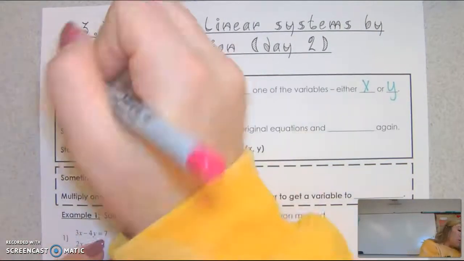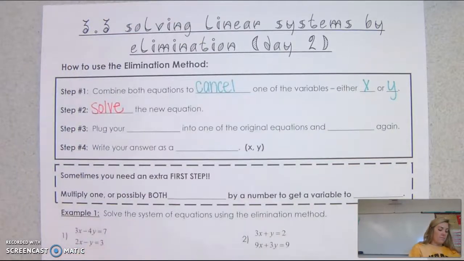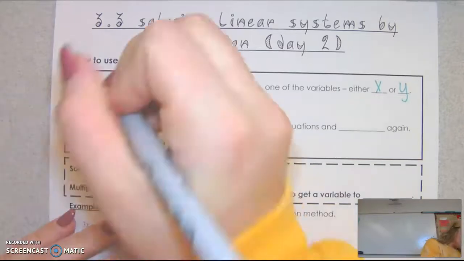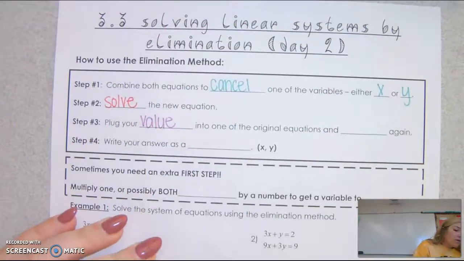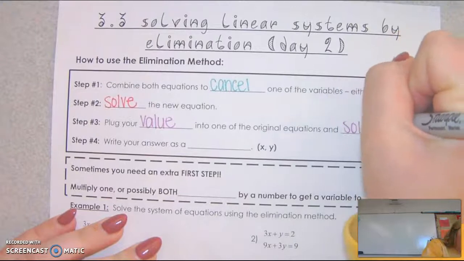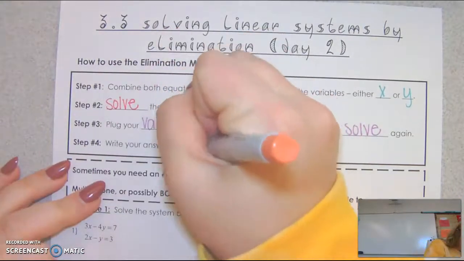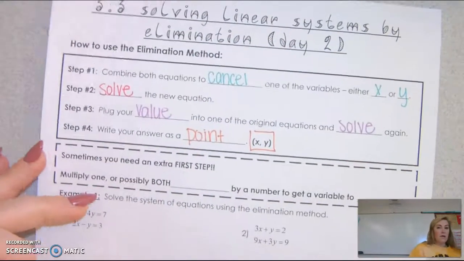Step 2, solve the new equation. Step 3, plug your value into one of the original equations and solve again. And then step 4, write your answer as a point. And then right here you can see that our point is x, y.